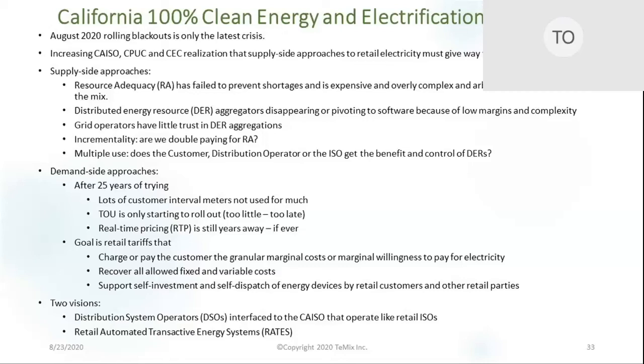We need retail tariffs that recover all the allowed fixed and variable costs, so we can't just do a pure marginal cost structure. And we need to think not only about the real-time self-dispatched devices, but the incentives that the tariffs provide for self-investment. So we have two visions of the approach. One vision is development of distribution system operators that interface with Cal ISO and operate like retail ISOs, which is more or less, I won't say exactly, like what Ron is talking about. The other one is the retail automated transactive energy system approach that I'm about to describe. So here we go.